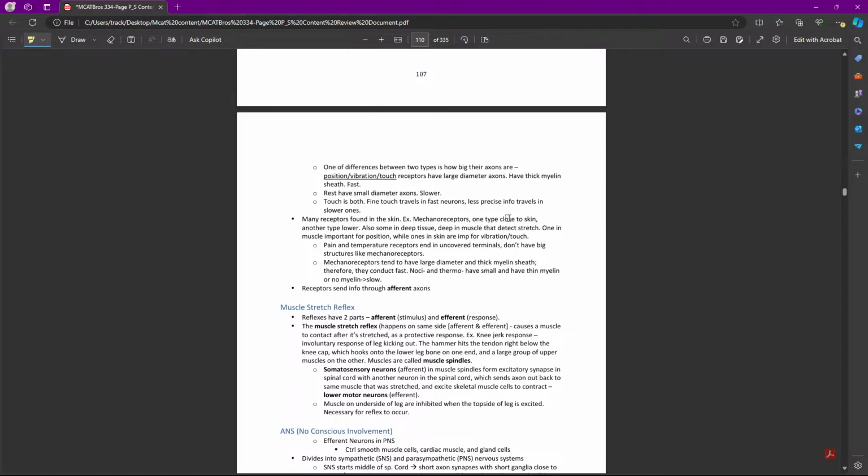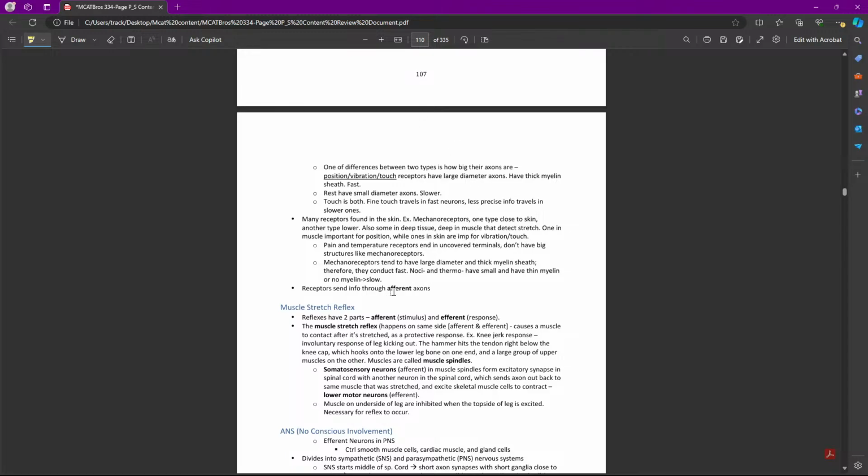Many receptors found in the skin are mechanical receptors and are close to the surface. Also some are in deep tissue, deep in muscle, which detect stretch. The ones in muscle are important for position, while the ones in skin are important for vibration and touch. Pain and temperature receptors end in uncovered terminals. They don't have big structures like mechanical receptors. Mechanical receptors tend to have a large diameter and thick myelin sheaths. Therefore, they conduct fast. Think about the hair cells in the ear that we talked about earlier. They're mechanical receptors and they can conduct fast.